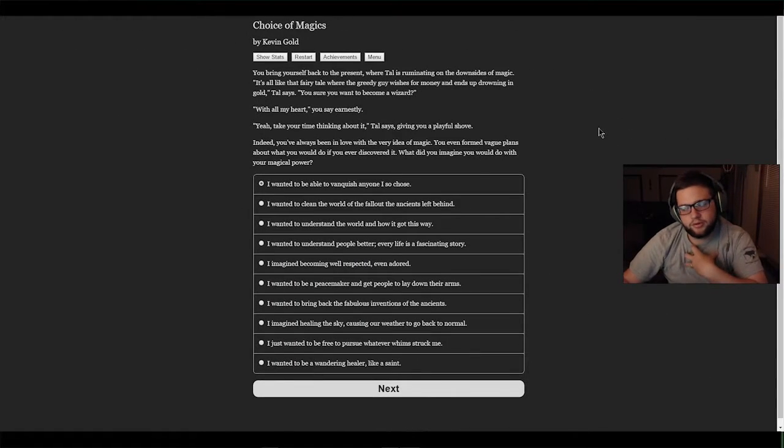Oh, we can be trusted. Don't worry. You bring yourself back to the present, where Tal is ruminating on the downsides of magic. It's all like that fairy tale where the greedy guy wishes for money and ends up drowning in gold, Tal says. You sure you want to become a wizard? With all my heart, you say earnestly. Yeah, take your time thinking about it, Tal says, giving you a playful shove.